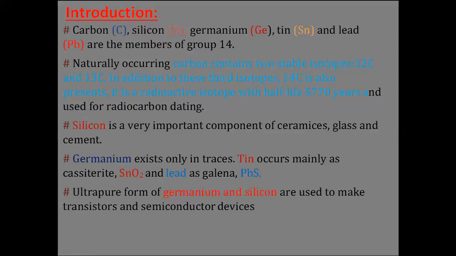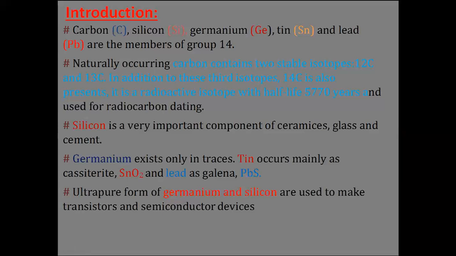Naturally occurring carbon consists of two stable isotopes, that is 12 and 13. In addition to this, the third isotope, that is carbon-14, is a radioactive isotope with a half-life of 5770 years and is used for radiocarbon dating.